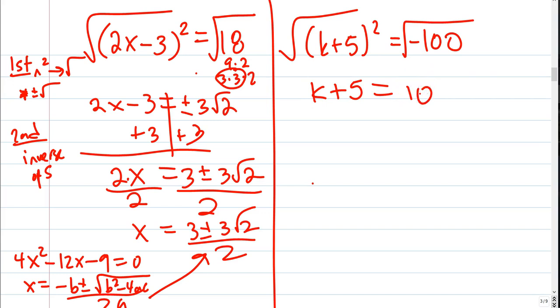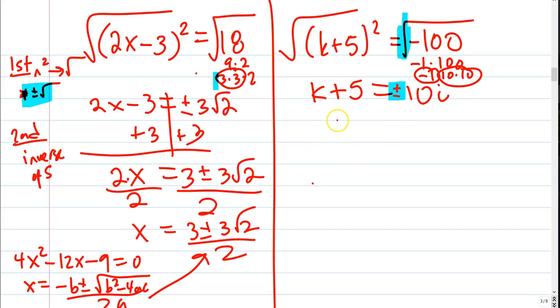The square root of a negative is? This ends up giving me negative 1 times 100, or negative 1 times 10 times 10. The square root of negative 1 is i. The square root of 100 is 10. So we have just 10i. Sort of. You've got to be careful. What did we just put there? We put a square root. Do not forget plus or minus.